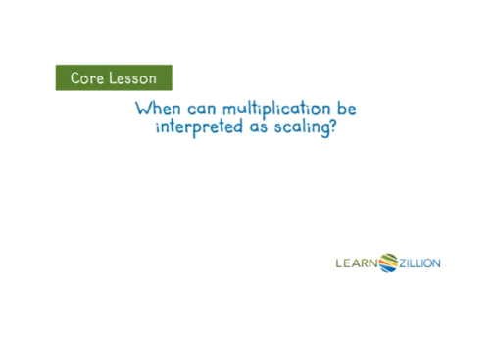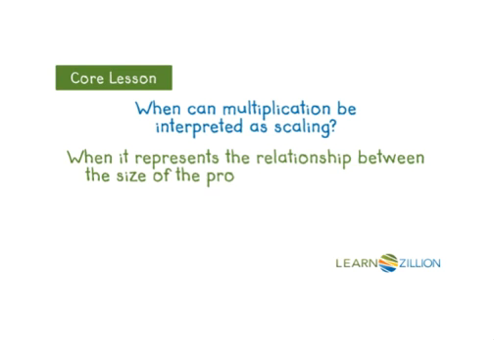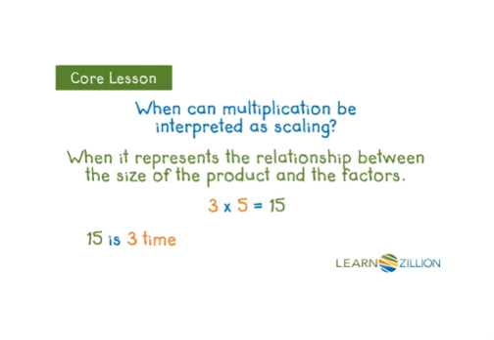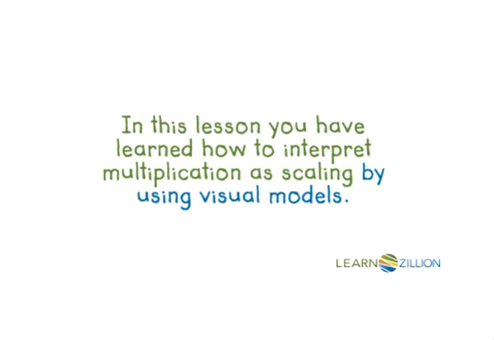When can multiplication be interpreted as scaling? When it represents the relationship between the size of the product and the factors. In the equation 3 times 5 equals 15, the product 15 is 3 times greater than 5 and 5 times greater than 3. In this lesson, you have learned how to interpret multiplication as scaling by using visual models.